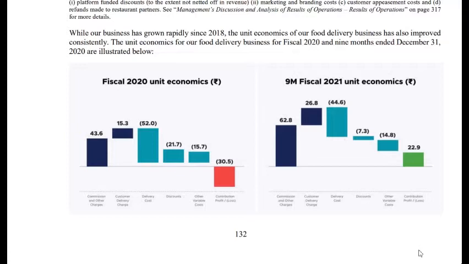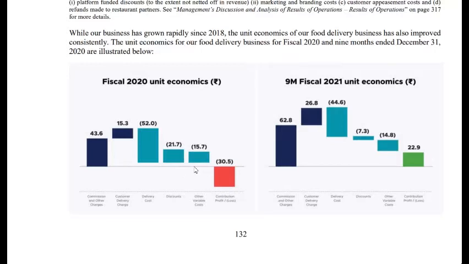So in this particular diagram or chart, what they are presenting is in terms of the profitability, how 2021 has been successful, or in terms of unit economics, how they fare. So let's say fiscal 2020 unit economics, rupee. So dark blue ones are the revenue generating part, the light blue are the expenses for Zomato, and finally the contribution or the profit and loss. So what you can see here, commissions and customer delivery charge accumulates to 58-59 rupee, but they have more expenses. Okay, and because of which the contribution is negative 30 rupee.